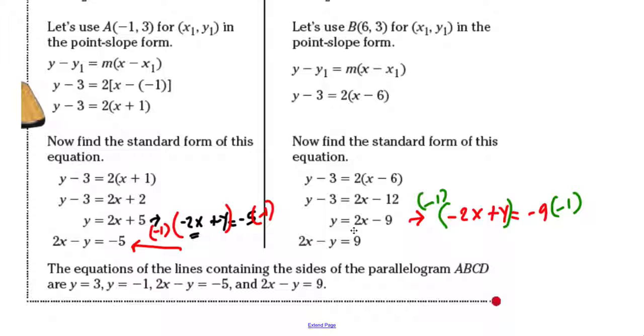The key word for this particular lesson would be parallel. The word is parallel. That's a secret word.